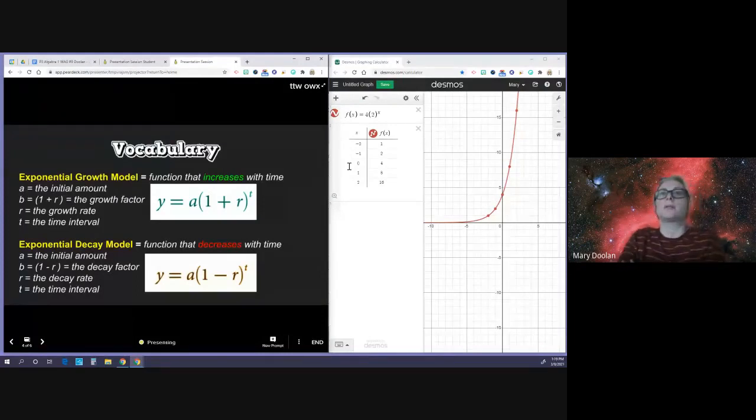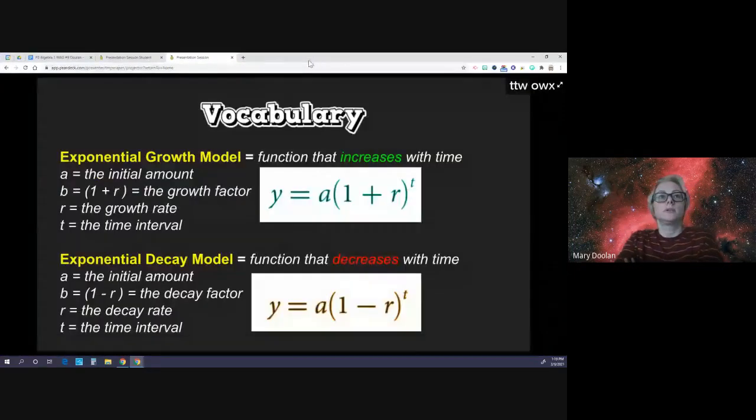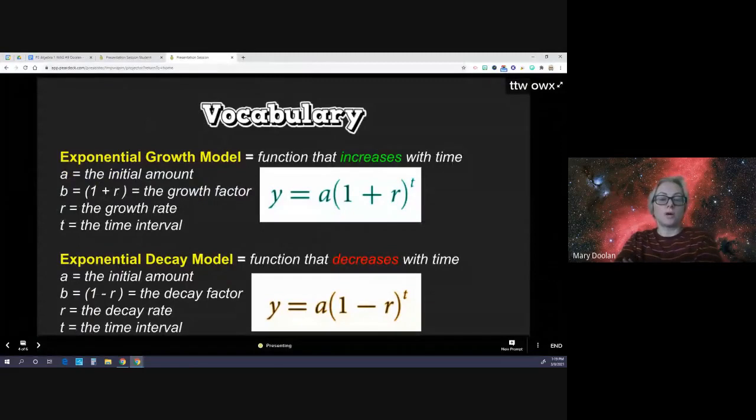Okay, so moving on to the content for today. We have some vocabulary here. Exponential growth model. So make sure you come back to the Google Meet tab. You can follow along. Exponential growth model and exponential decay model. So the word that is different here is growth and decay. When it's a growth model, this is a function that increases with time. An exponential decay model is a function that decreases with time.